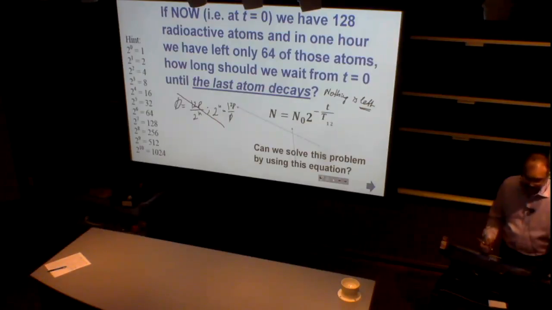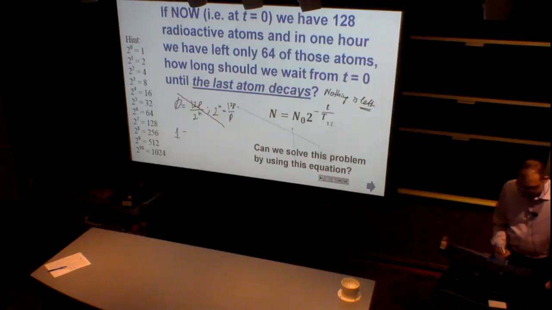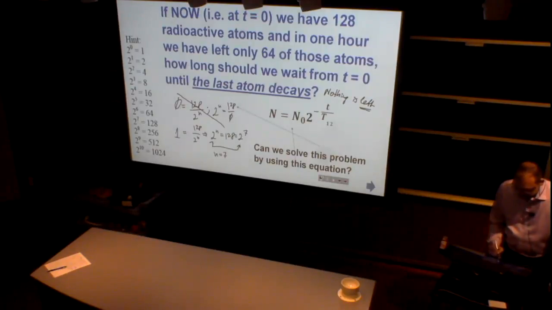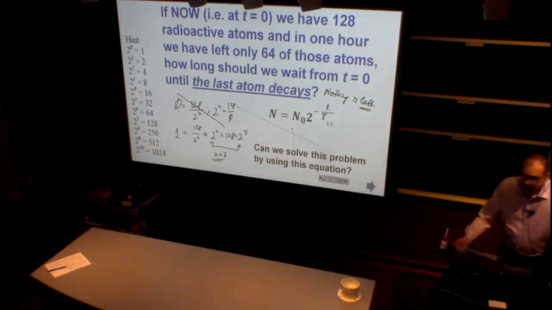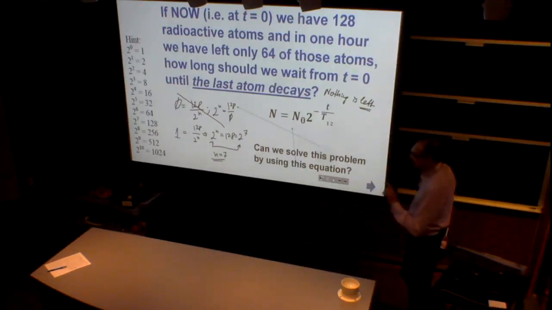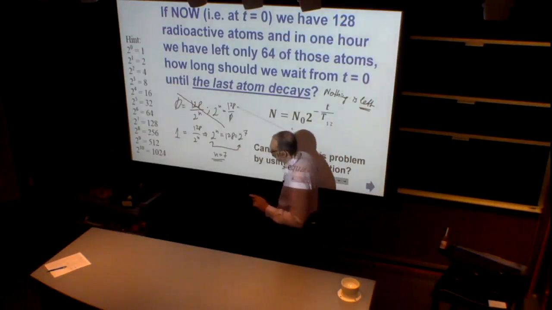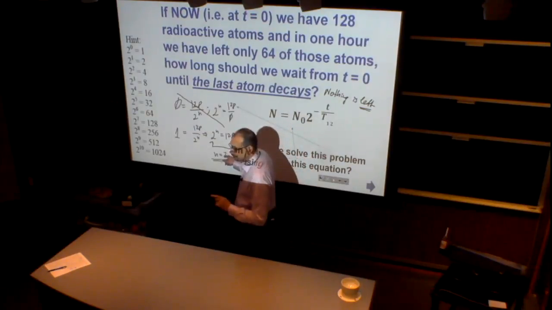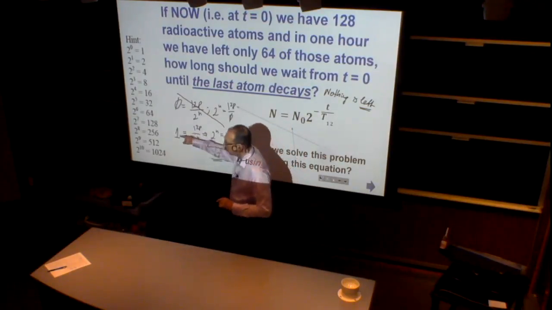So what do we have to do? Well, we have to set it to the smallest possible value. 1 equals 128 divided by 2 to the nth. Hence, 2 to the nth equals 128, which is 2 to the 7th. So n must be equal to 7. But what does it mean? It means if we start from 128, we have to wait 7 half-lives until we get only one left.